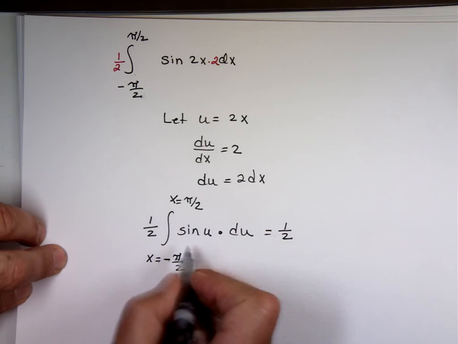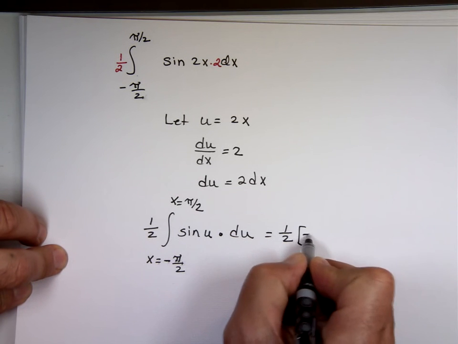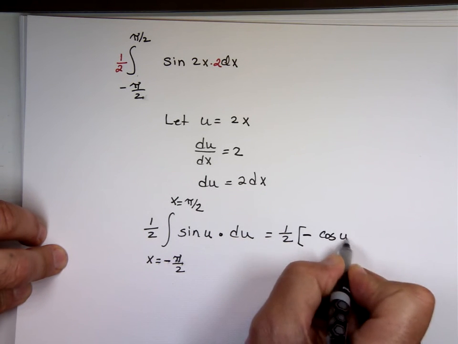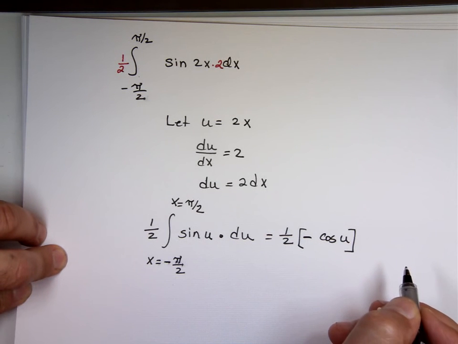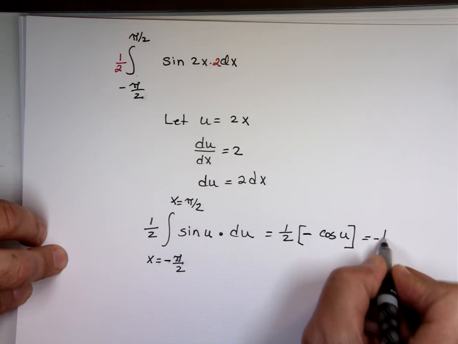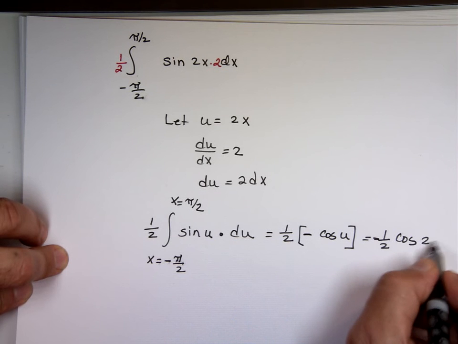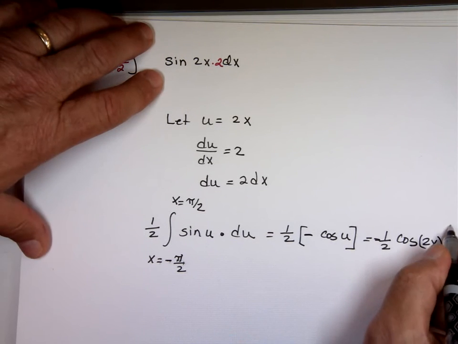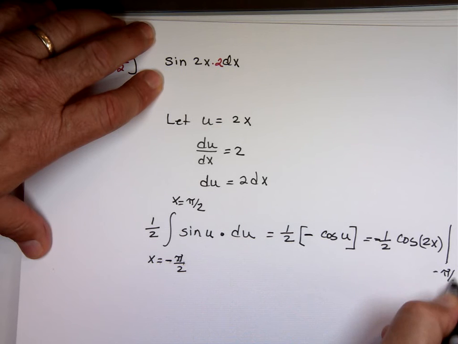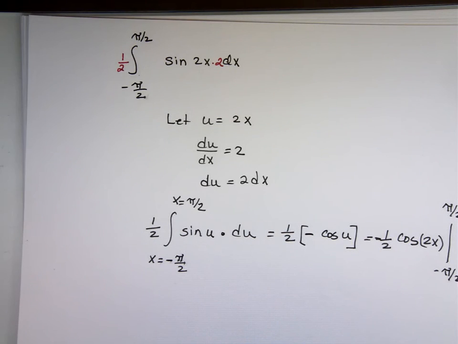Okay, what function is derivative sine? Negative cosine, right? Since it's definite integral, I don't have to put the limits. That's negative 1/2 cosine, what was u equal to? 2x. And I want to go from negative pi over 2 to pi over 2. And let's see what's going on.